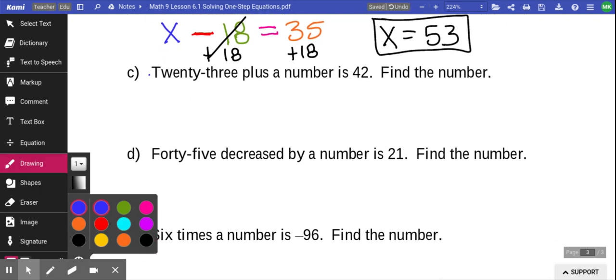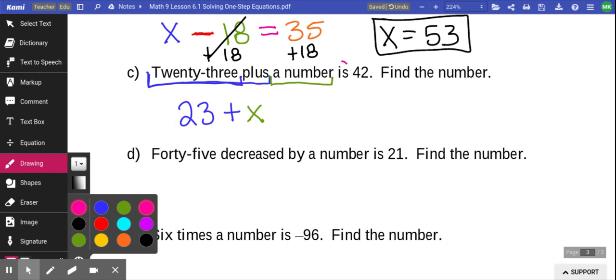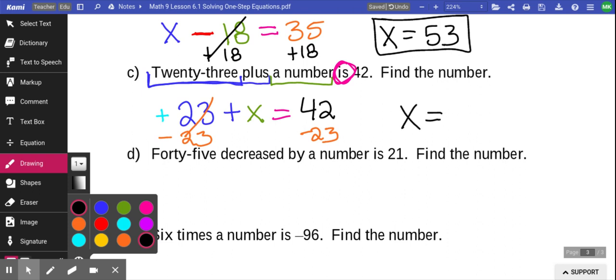Build it as you read it. 23 plus. A number. I don't know what the number is. I put x. Is means equals 42. My goal here is to get x by itself. The 23 is an invisible plus 23. So the opposite of adding that 23 would be subtracting that 23. So we're going to subtract 23 from both sides. Leaves me with x equals 19.